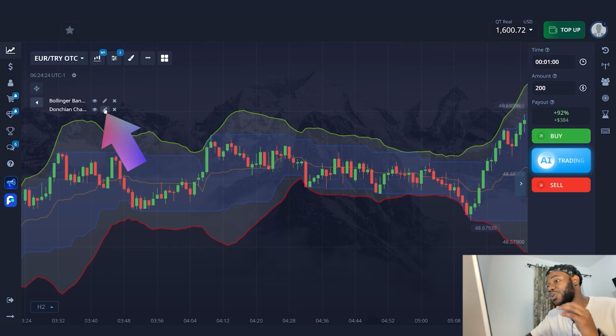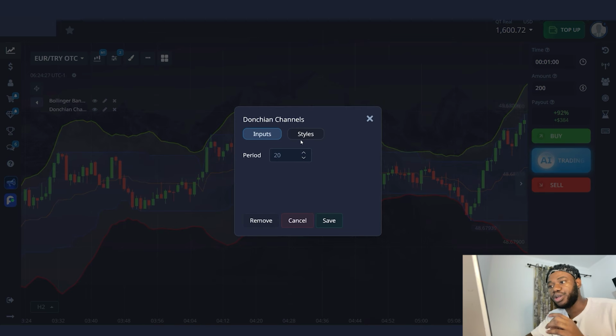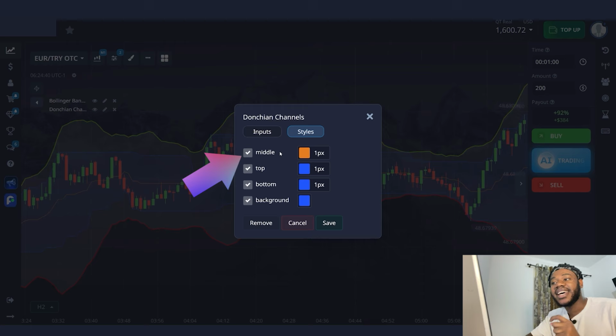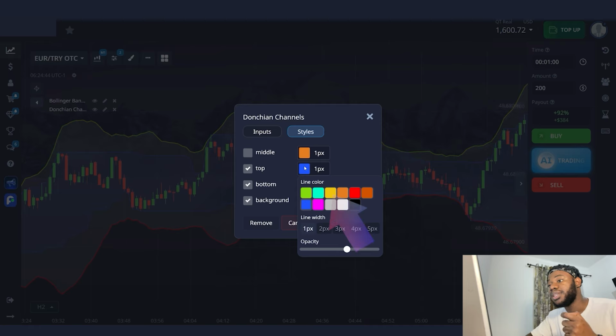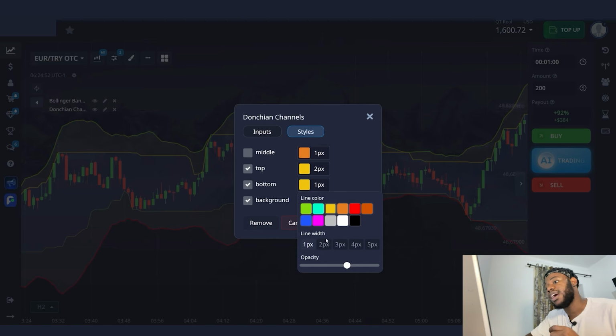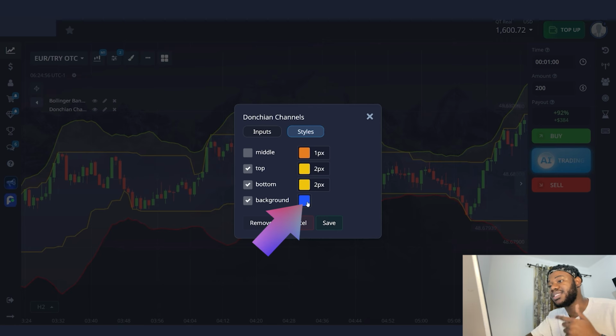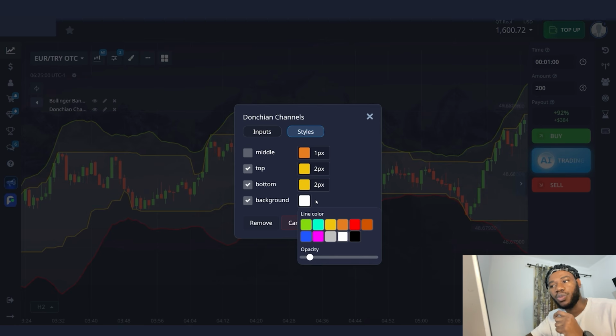Now let's go to the Donchian channel settings. The indicator period will be set to 18 so that the indicator zone reacts more clearly to price changes. In the style settings, I will also disable the middle line. The top line will be yellow and increase the thickness. The bottom line will also be yellow with increased thickness. The background color will be white.